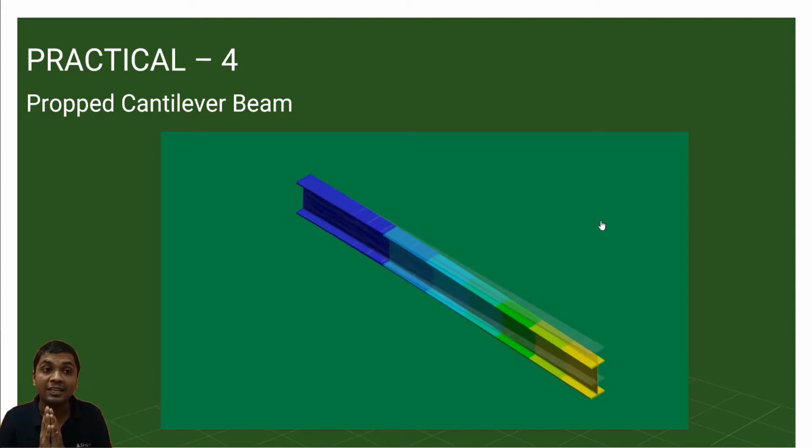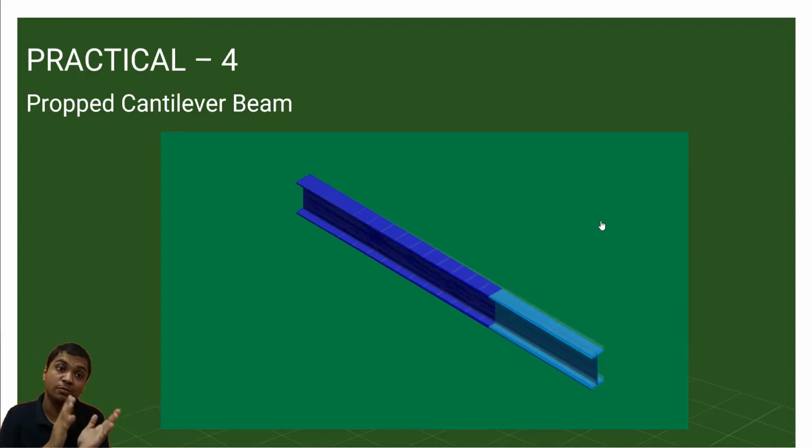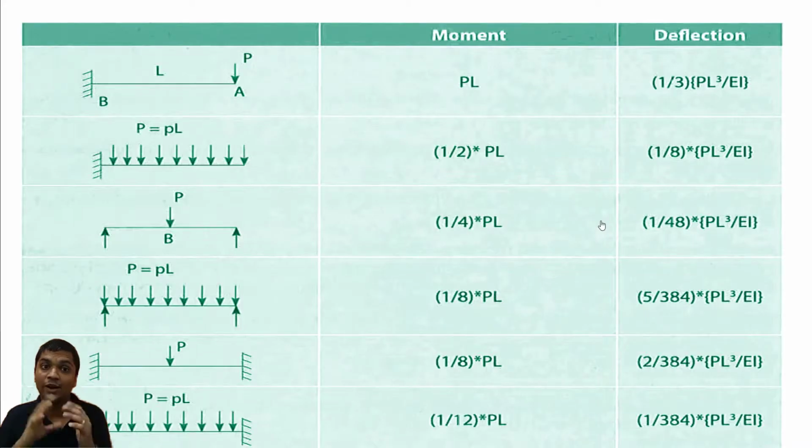A beam is defined as a member which is supported at one end or both ends, as you can see from some examples I am showing here, or it may be supported in between, and is subjected to transverse loading. If you see all the examples, they are subjected to transverse or vertical loading.